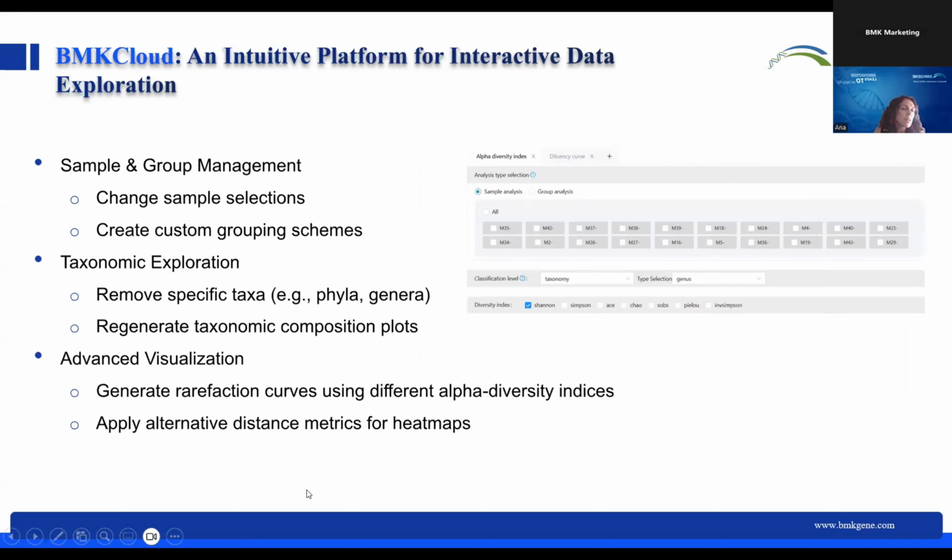There are also some other examples. You might want to change the sample selections, or you might want to do different grouping schemes of your samples. In some cases, in metabarcoding projects, you might have a very abundant taxon in your sample. So let's say there's a species there that is completely dominating the data set and you are not able to do proper analysis. So you just remove it so that you can then carry out the analysis, since you already know that that species will be there. You can also do advanced visualization and change the images' aesthetics, etc.